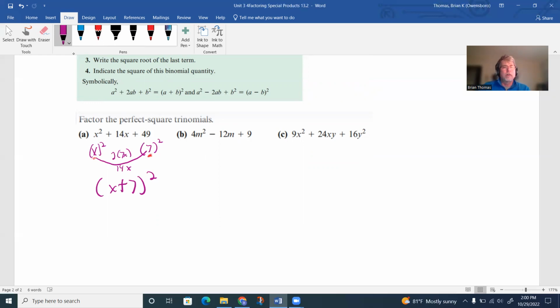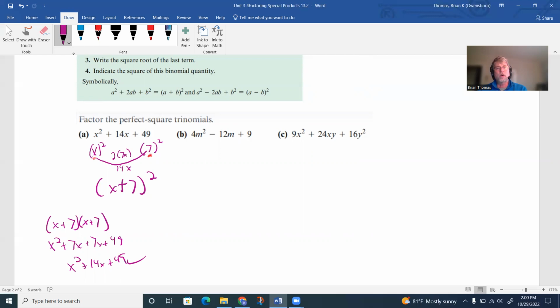So remember, if we want to expand that out and check it, we could write this as a binomial times a binomial. And if we use FOIL, we would have x squared plus 7x plus 7x plus 49. And that's how, if I expanded it back out, it would give me x squared plus 14x plus 49. So it does check out. But when we write it as x plus 7 in parentheses squared, that's considered the factored form.